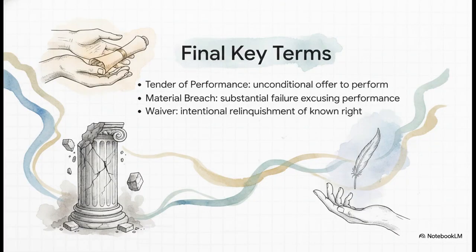Lock these final definitions into your memory right now. A valid tender of performance discharges your duties even if the other side refuses it. A material breach excuses the innocent party from performing. And a waiver is the intentional relinquishment of a known contractual right. These concepts really form the boundaries of when discharge happens unilaterally versus when it requires mutual consent.